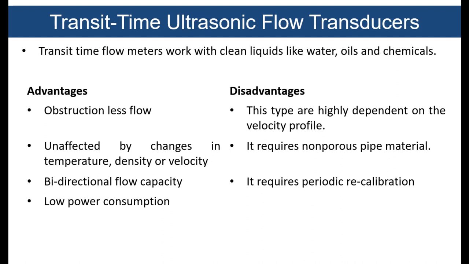So the transit time ultrasonic flow meters work with clean liquids like water, oils and chemicals. The advantages of this type of ultrasonic flow transducer are that it has less flow obstruction, it is unaffected by changes in temperature, density or velocity, it is capable of measuring bidirectional flow, and it can be used at very low power consumption. If you talk about the disadvantages, it is highly dependent on the velocity profile, it requires non-porous pipe material, and it requires periodic recalibration.